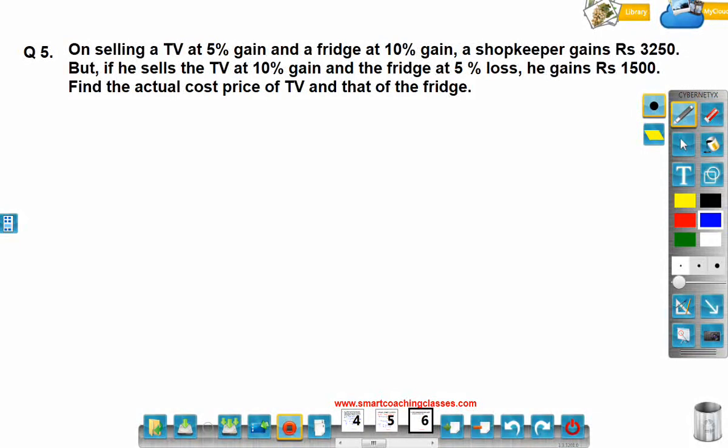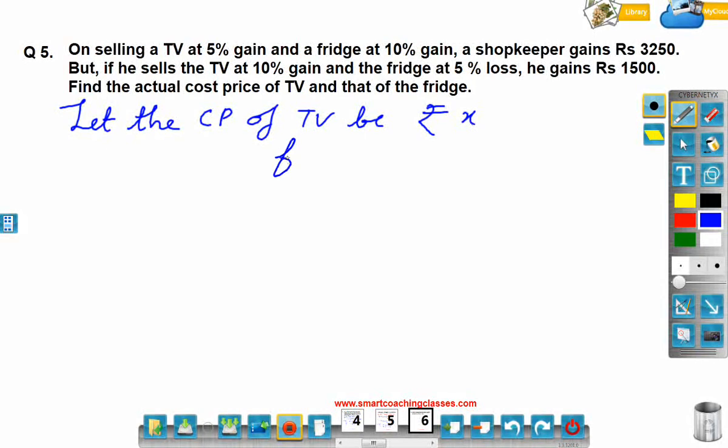Let's do this. Let's say let the cost price of the TV be rupees X. I am sure you know what to do next, and we'll say let the cost price of the fridge be rupees Y. I hope this is clear and not complicated. So now we are getting a profit of 3250.